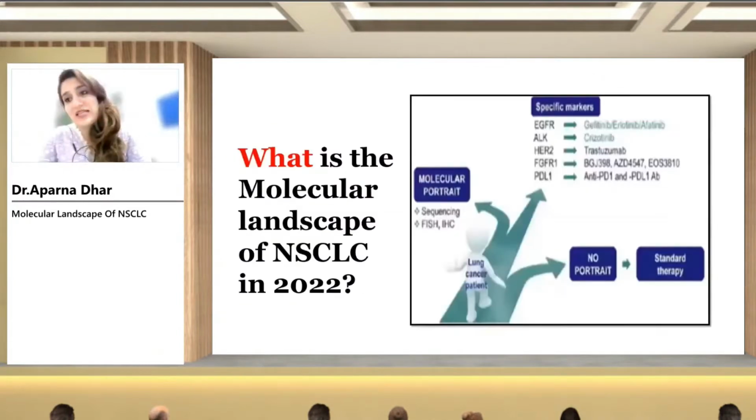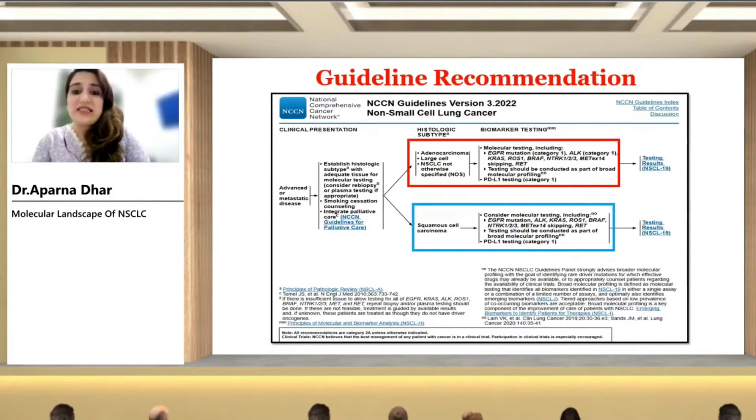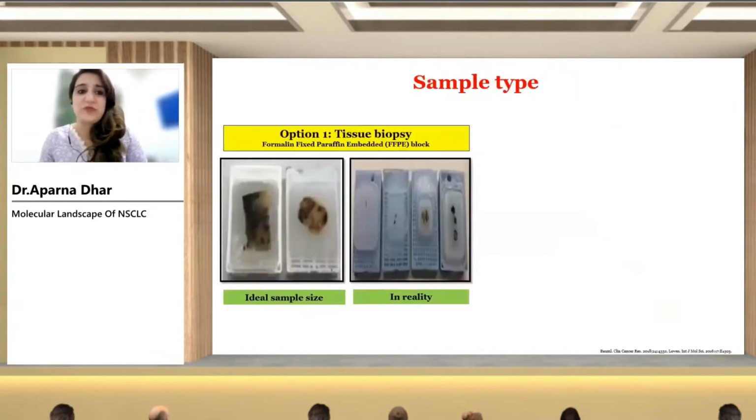So what does the landscape look like for us in 2022? Now, this is a screenshot from the most recent NCCN guidelines, which recommends a minimum of EGFR, ALK, ROS1, KRAS, BRAF, NTRK 1, 2, 3, MET exon 14, RET, and PD-L1. Gone are the days when it was at least an EGFR, ALK, ROS1, and PD-L1. And it's not just in the adenocarcinoma type, even in our squamous cell carcinoma.